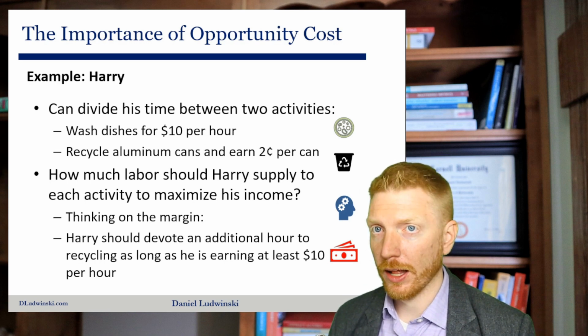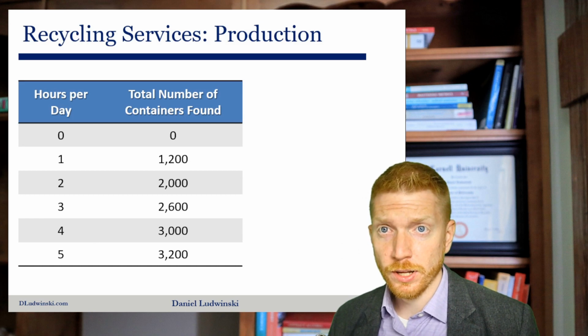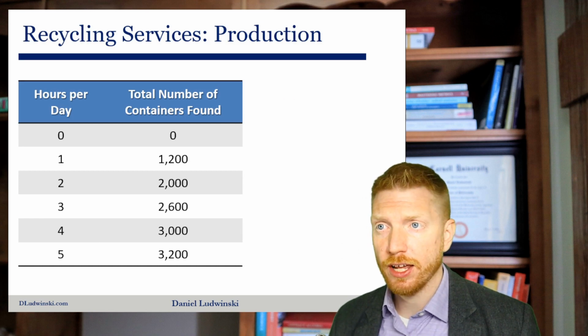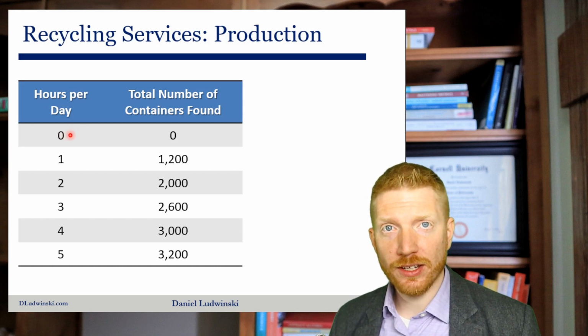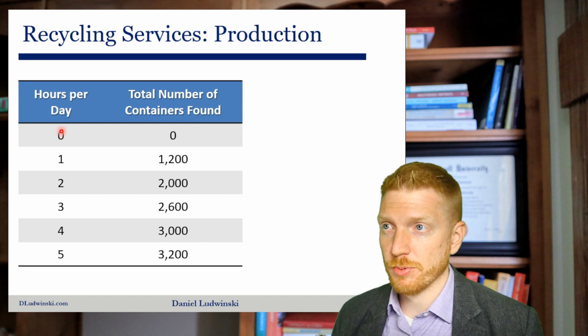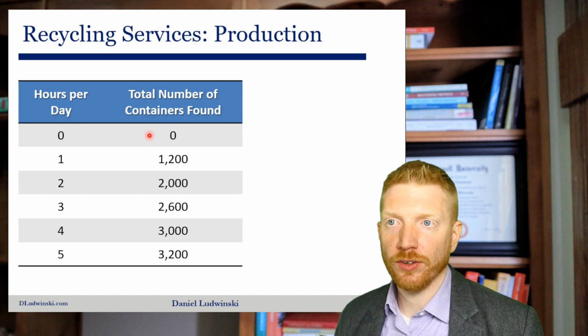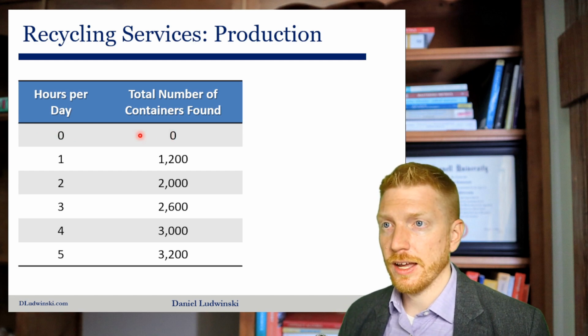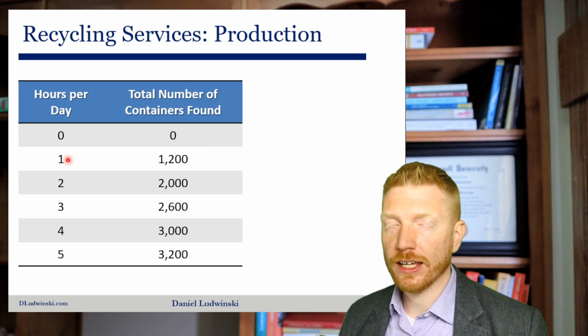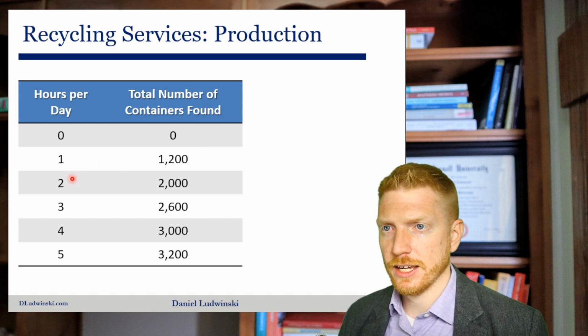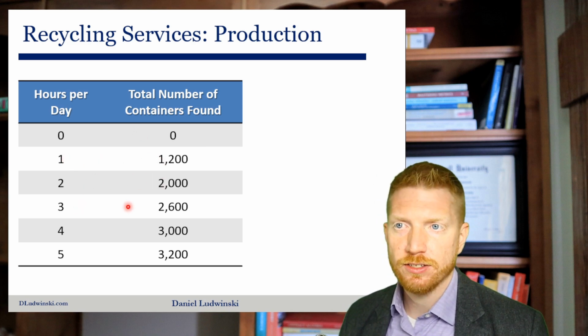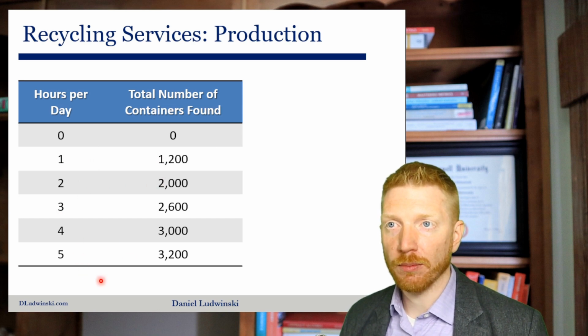And we can formalize that assumption by putting down in a table how many cans he finds per hour here. So what we're showing here is that if he puts no time into looking for cans, surprise, surprise, he finds none. So hours per day 0 corresponds to 0 cans found. In that first hour, he can get 1,200 cans. Adding a second hour puts him up to 2,000, etc., etc. That's how we read this table.